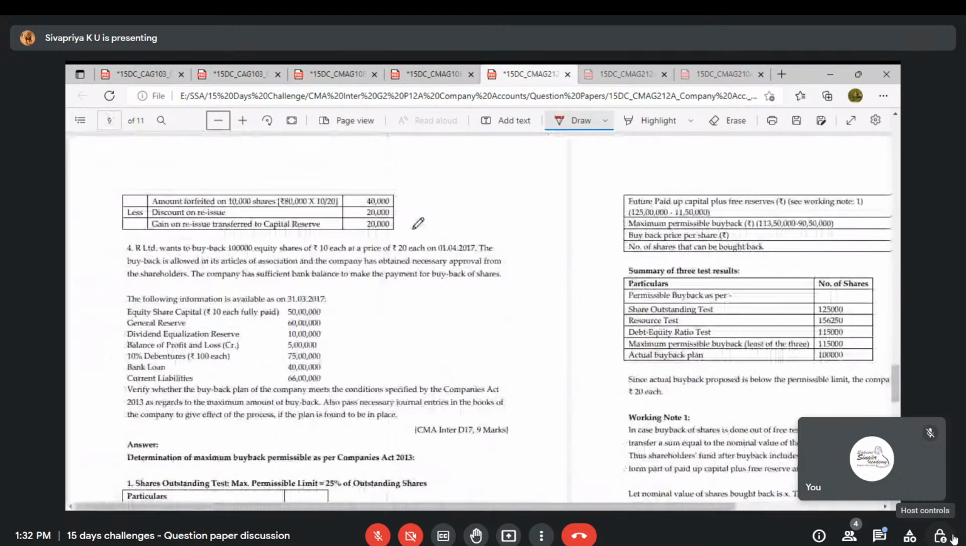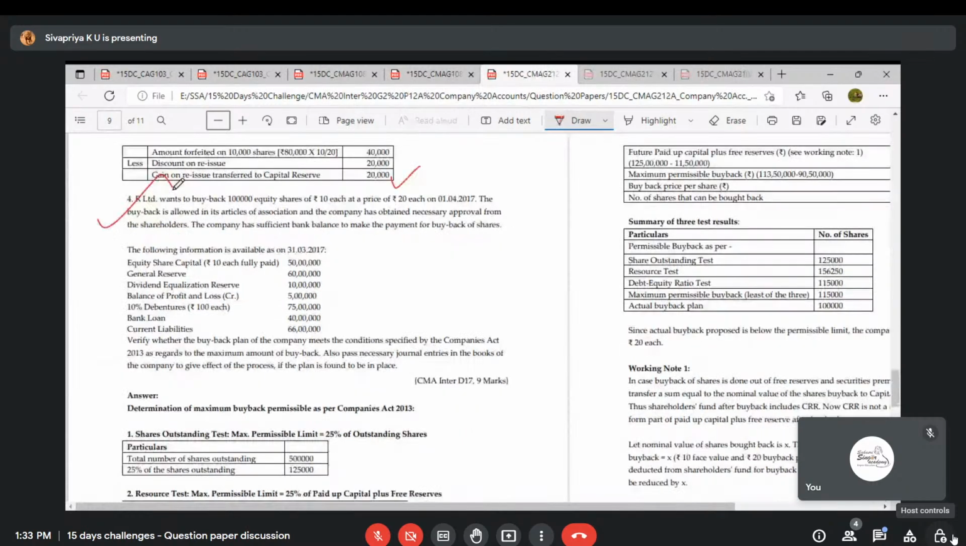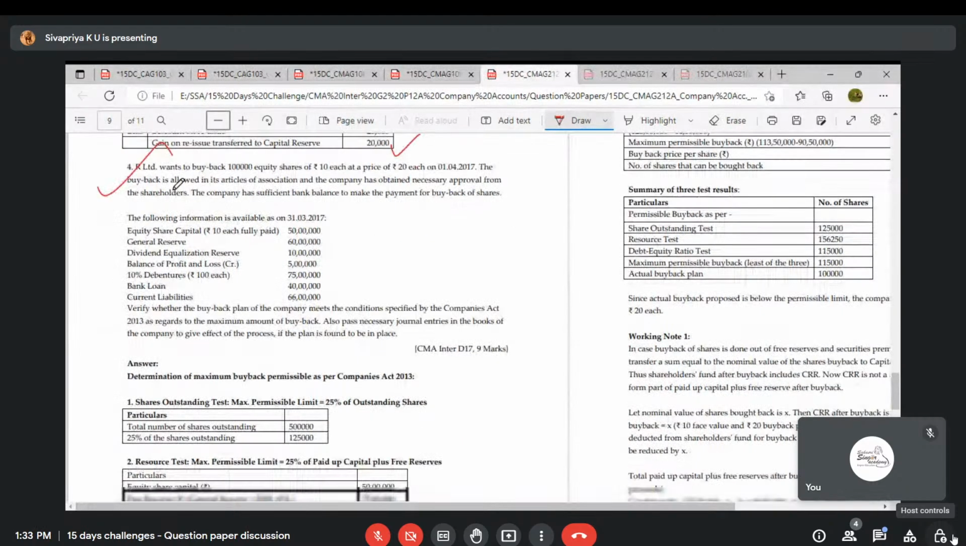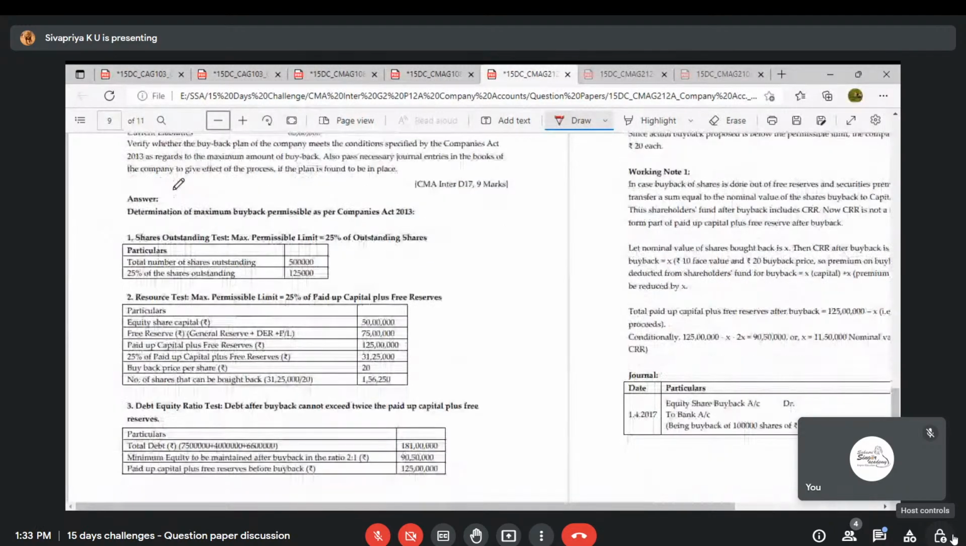Sorry, the answer is 20,000, not 2 lakhs. Again, question number 4, buyback. There are 3 conditions. Buyback, 3 methods. Maximum buyback permissible under the Companies Act. Number 1, shares outstanding test, 1,25,000. Resource test, 1,56,250. And debt equity ratio.